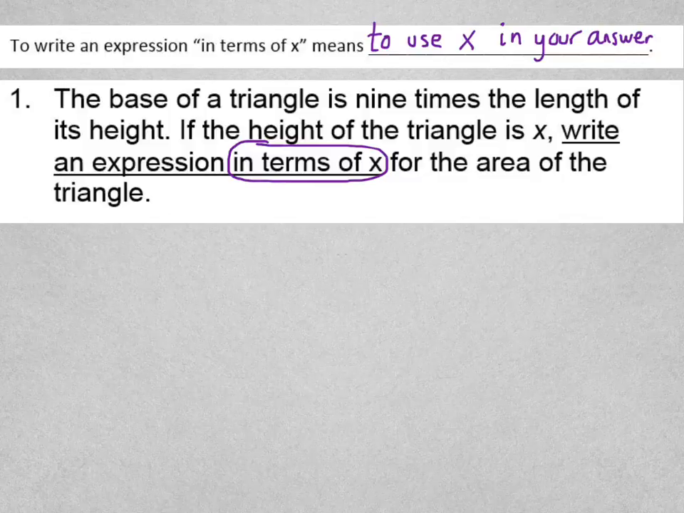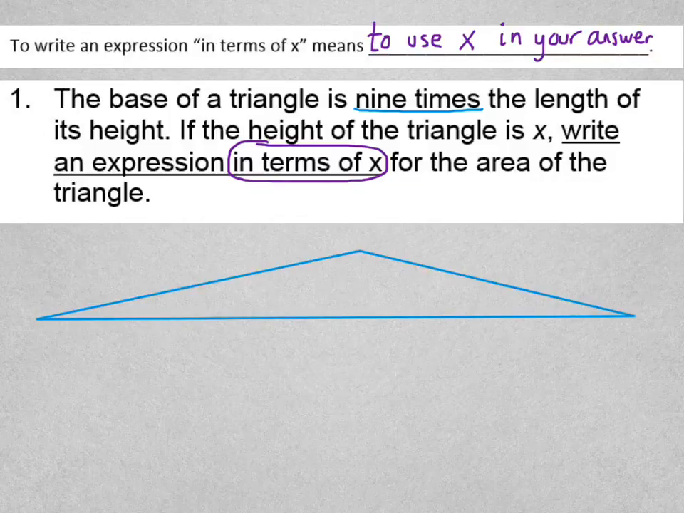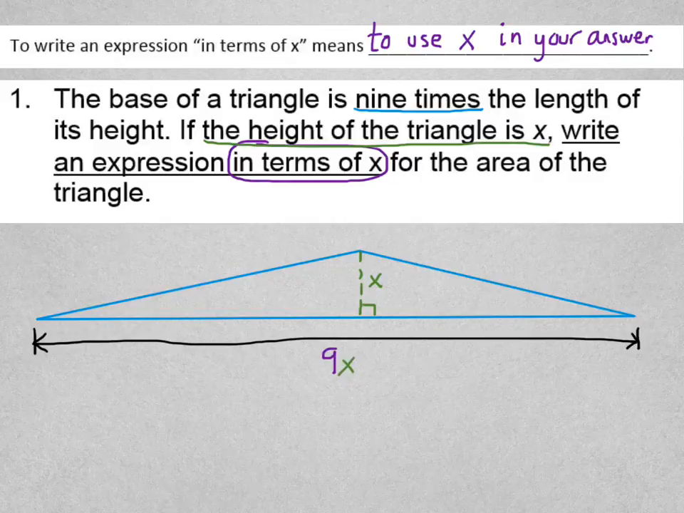Okay, so we have a triangle that the base is 9 times the length of its height. Wow, that is one really wide triangle. I'm going to try to draw one. Like that, maybe. Okay, so the height of the triangle is x, so I'll go ahead and label that. And I know that the base is 9 times that length, so that entire base is 9x.